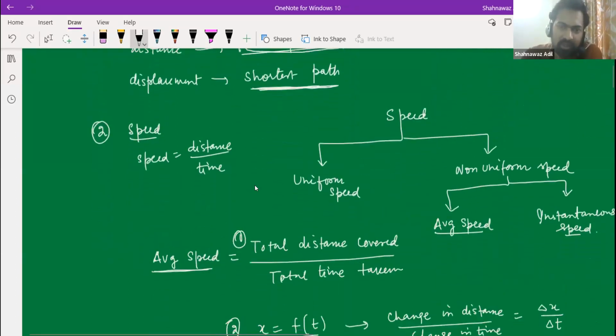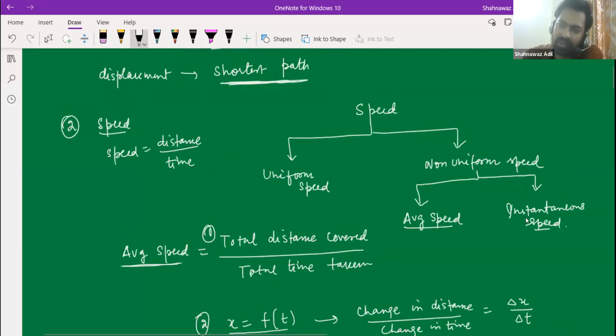And in speed, what have we learned? So we have learned that speed is distance upon time, and there are three kinds of speed. One is uniform, the other one is non-uniform. And non-uniform is also of two kinds, average and instantaneous, right? So can you guys tell me what was the instantaneous speed?